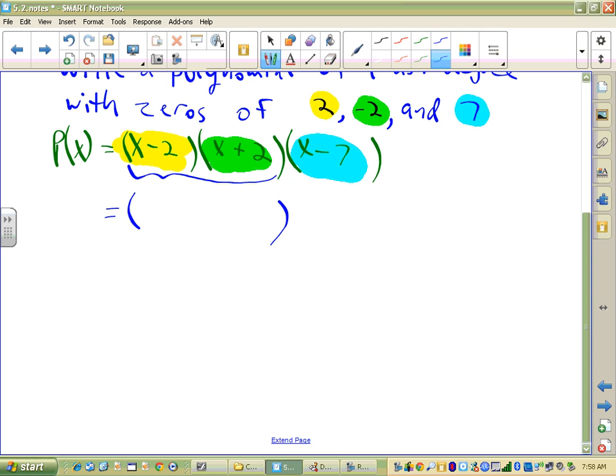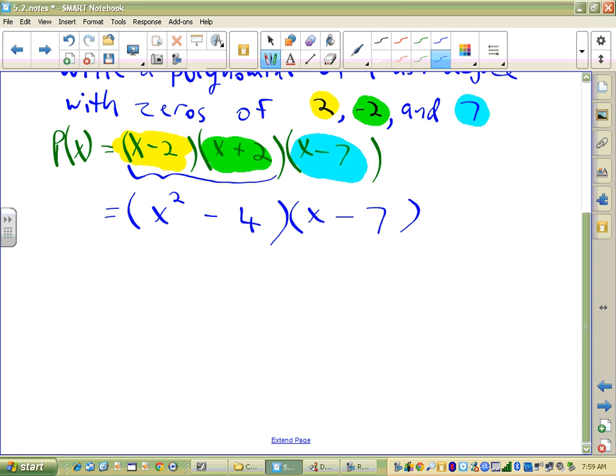Normally I multiply in a different order, but I'm going to multiply those two first because I like what happens. Anybody know what happens when you do the outer and inner part of FOIL? You get minus 2x plus 2x. They cancel out. So we're going to get x squared minus 2x plus 2x, that cancels out. So x squared what? Minus 4. Good. And then we still have this factor of x minus 7. Everybody doing okay so far?